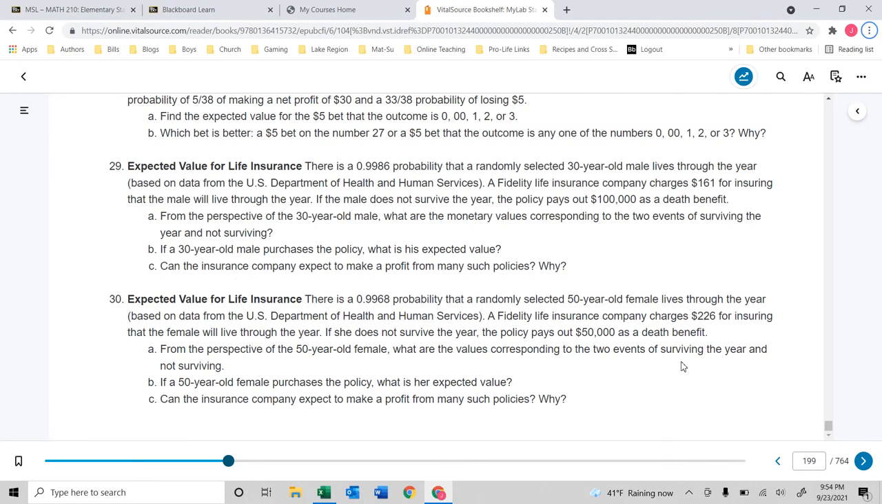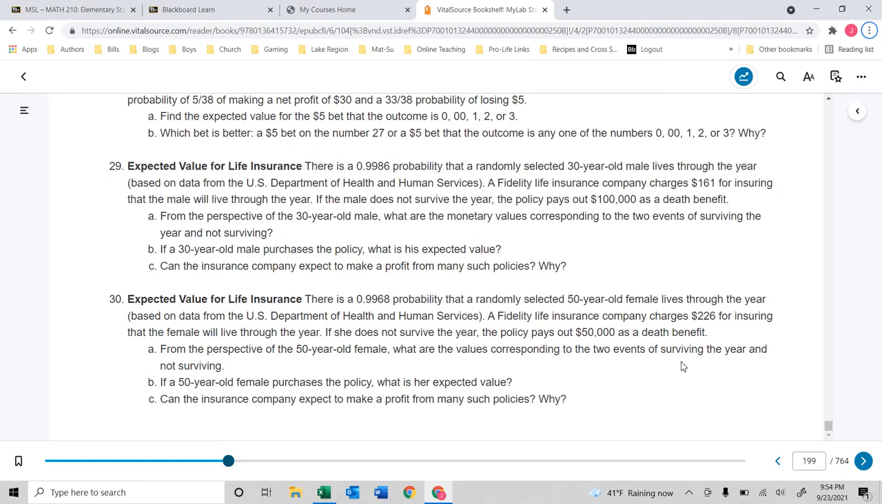I'm going to do an example here from the book on expected value problems, the applications here of the mean of our probability distribution. I'm going to do 29, expected value for life insurance. And we're told there is a 99.86 probability that a randomly selected 30-year-old male lives through the year.